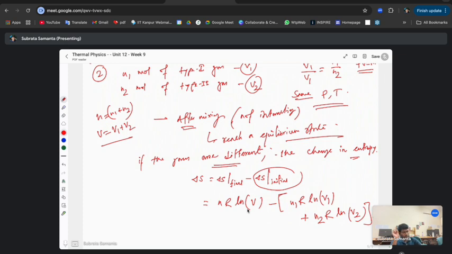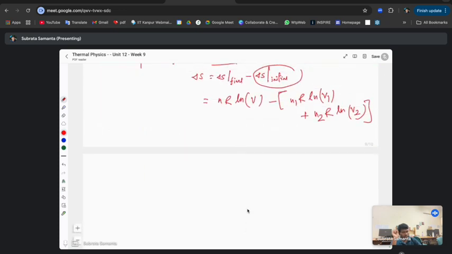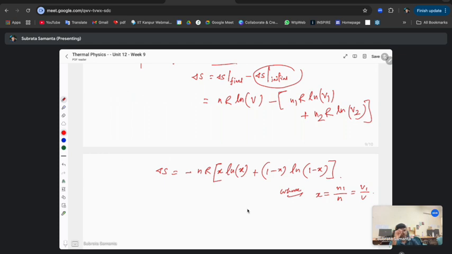After simplifying, we can rewrite this: delta S is basically minus N R [x ln x plus (1 minus x) ln (1 minus x)], where x is basically N1 over N, or V1 over V. These are equal because of the same pressure and same temperature. I defined this variable, and your change in entropy becomes simple.